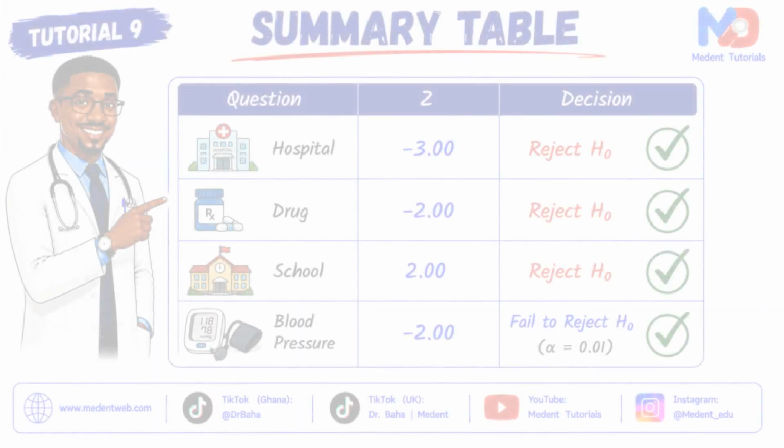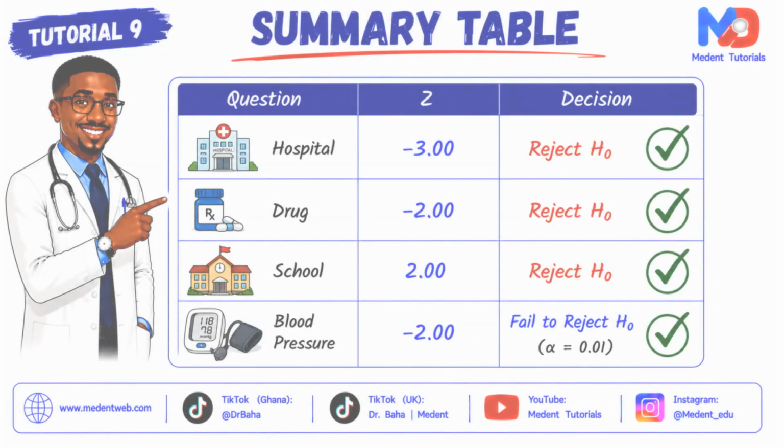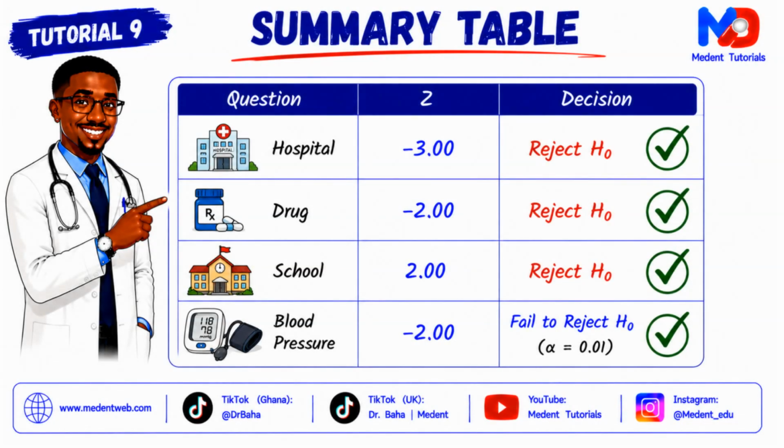Let's summarize the answers from all 4 practice questions. You notice that changing the significance level can change the final decision. And this is why it is important to identify the value of alpha before solving any hypothesis testing problem.